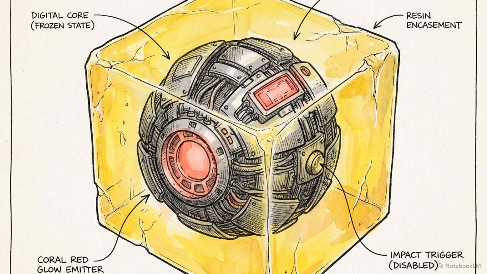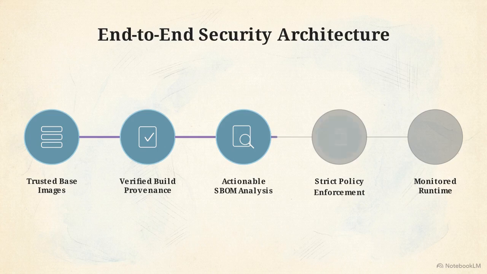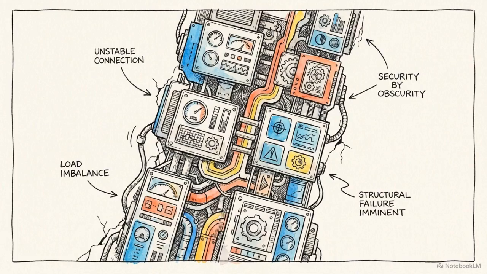We can now view the architecture as a whole. The process flows from trusted base images to verified build provenance, through actionable SBOM analysis, past strict policy enforcement, and into monitored runtime. Rather than simply stacking disconnected security tools, this architecture builds deterministic, mathematical integrity into every stage of the delivery lifecycle. Architecting this from scratch requires significant engineering overhead.